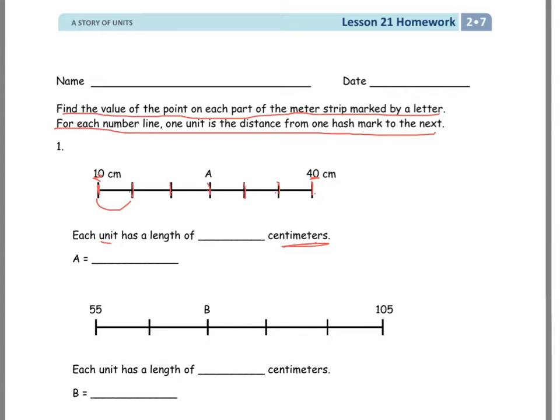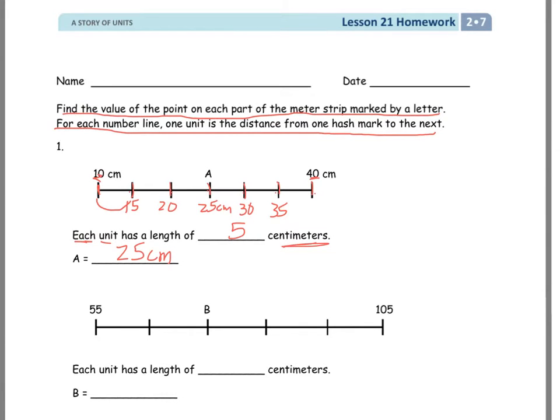I like to start with 1s, and then if it's real close, I would go to 2s. If it's not, I go to 5s and then maybe 10s. Something very easy to count by. So if I'm going by 5s, that's 15, that's 20, this is 25 centimeters, 30, 35, and then 40 centimeters. These are all centimeters, but I can't really fit them in. So each unit has a length of 5 centimeters. That's what we're counting by. And A is going to equal 25 centimeters.